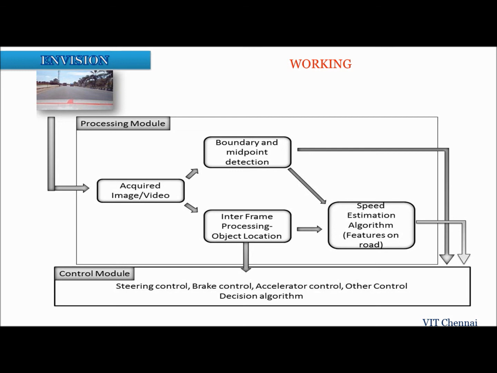The midpoint detection module works on the frame to generate edge and midpoint information, which is further sent to the speed estimation module and control module. The interframe processing module processes two extracted frames, and the resultant interest points are provided to the speed estimation module, which along with the data from the midpoint detection module provides the speed of the obstacles relative to the vehicle speed.